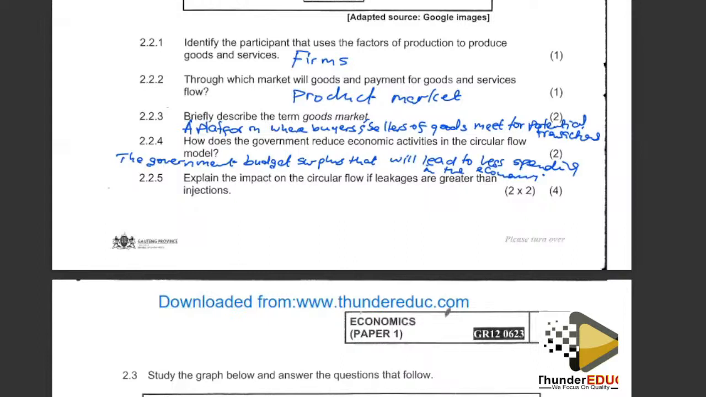So now the question says we want to give the impact. If the question says impact, let's remember we can either take into account the bad side or the good side. Here the max allocation is 4. It means that the expectation is to come up with 2 points. So now leakages reduce the flow of income in an economy. Why are we saying that? Because when you talk of the leakages, we refer to the flow of money that is going out of the economy. Meaning leakages, we refer to what? Outflow of money. That is why we are saying that leakages reduce the flow of income in an economy.